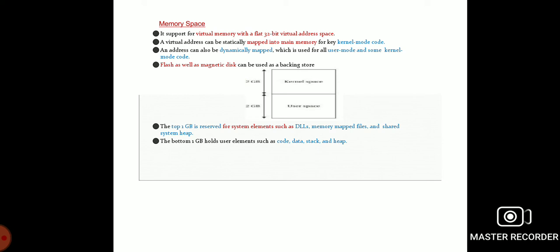So for the kernel space and user space, the top 1 GB is reserved for system elements such as DLLs, memory mapped files and shared memory heap. The bottom 1 GB holds the user elements such as code, data, stack and also the heap. So we are using address space in the Windows CE technique.